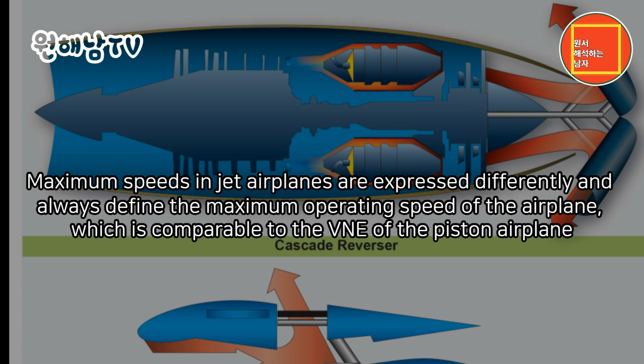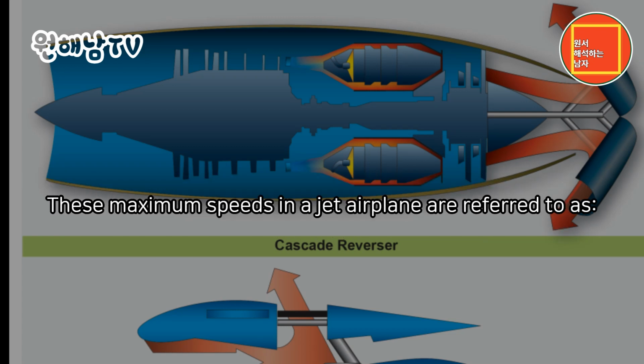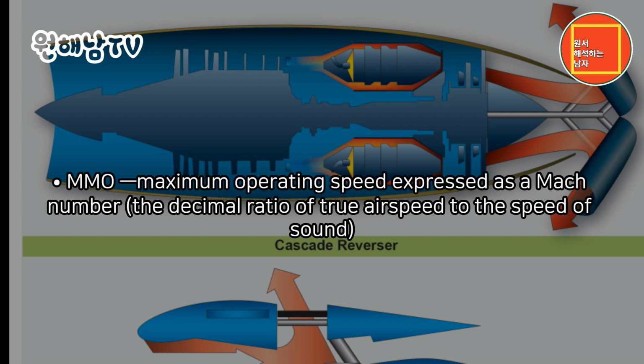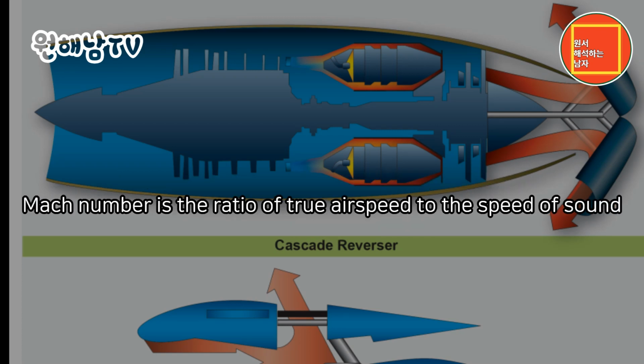Speed margins. Maximum speeds in jet airplanes are expressed differently and always define the maximum operating speed of the airplane, which is comparable to the VNE of the piston airplane. These maximum speeds in a jet airplane are referred to as VMO, maximum operating speed expressed in terms of knots. MMO, maximum operating speed expressed as a Mach number, the decimal ratio of true airspeed to the speed of sound. Mach number is the ratio of true airspeed to the speed of sound.